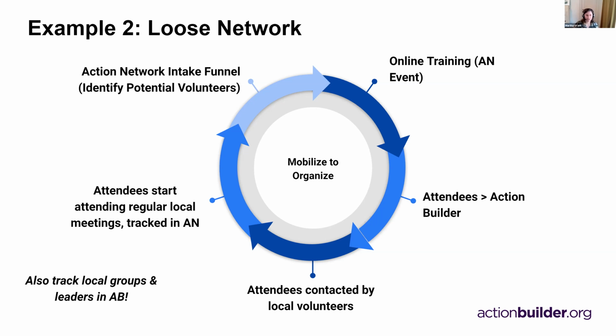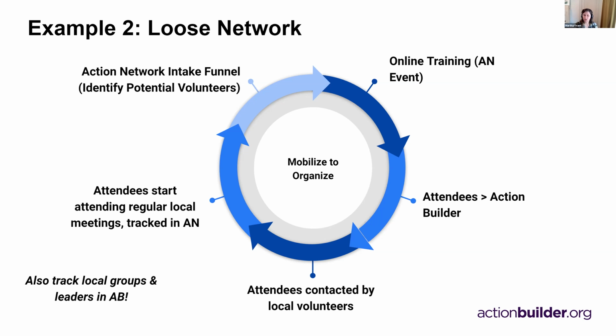And then example number 2 is a loose network. So you might have an Action Network intake funnel again, like a form. But then what you might do is automate more of the front end of identifying leaders. So when somebody says, yeah, I'm interested in getting involved in your organization, through a form, you could set up an autoresponder to say, awesome, you should RSVP for our weekly membership intake meeting, or some other online event.